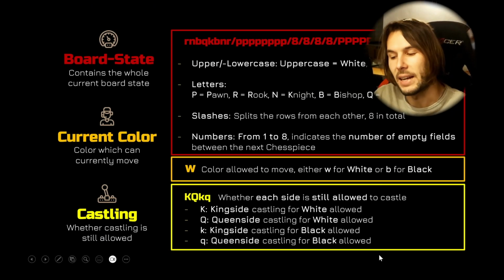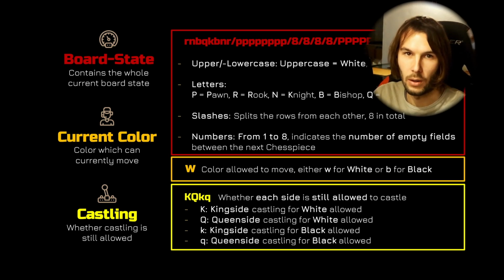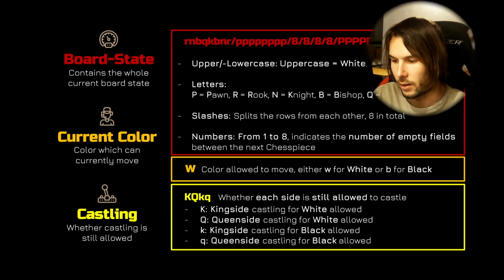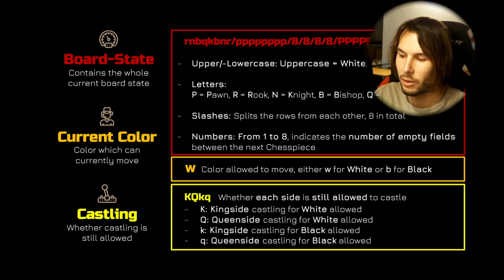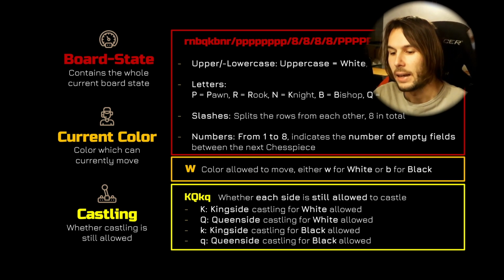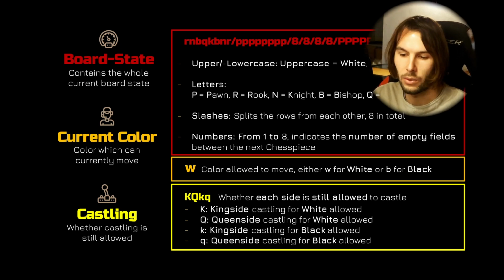Right, back onto the slide. We can also determine the current color, which is shown by a lowercase w for white or a lowercase b for black. And that's it basically. So you only have the current color and you can decide it by whether there is a w or a b inside the string. Then the castling is a little bit different.